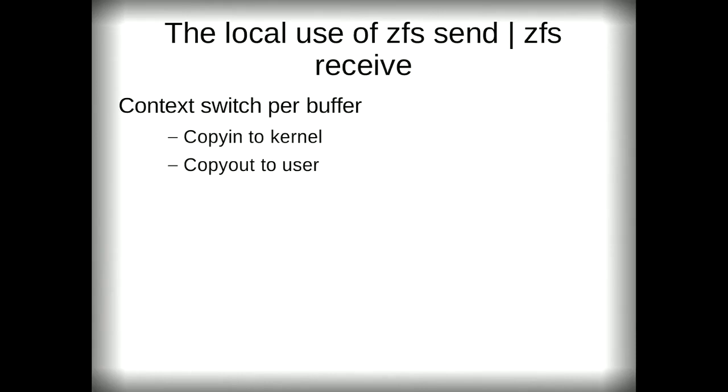You have to copy data out of the user land. If you start on the send side, you copy it out of a ZFS file system, out to user land, through a binary that sends it to a pipe that sends it back into the kernel to a ZFS receive. And that's if you're doing local ZFS sends and receives.